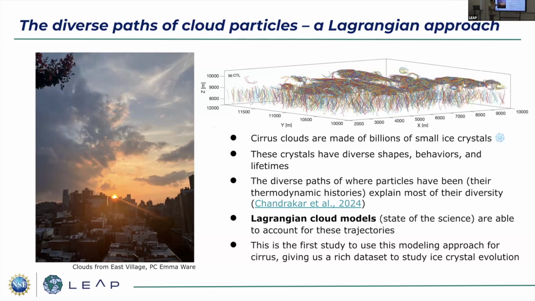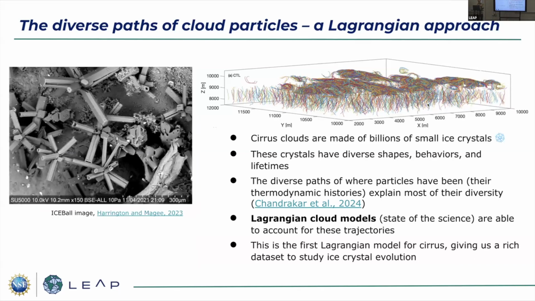Here are cirrus clouds over a New York skyline. They are made out of ice crystals, and these ice crystals have a ton of diverse shapes, behaviors, and lifetimes. Here's some imaging of ice crystals, very teeny ice crystals stolen from cirrus clouds.